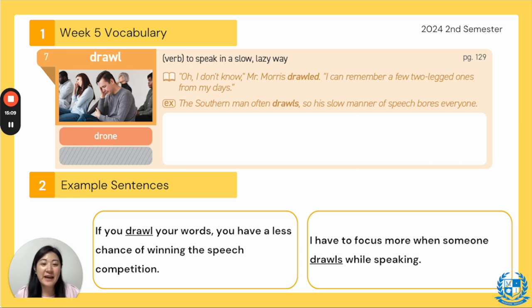Next one, it says, I have to focus more when someone drawls while speaking. So I'm like, I need to really listen to what they're saying so I can completely understand. Drawl.